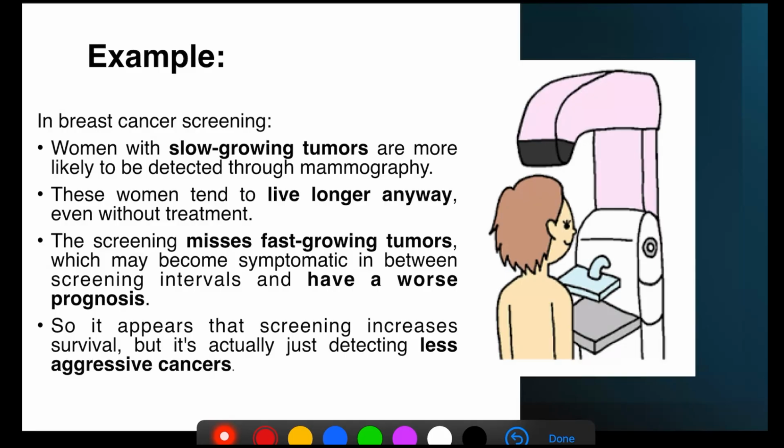We'll understand this by an example. In breast cancer screening, the women who have slow growing tumors are more likely to be detected through mammography. And these women tend to live longer anyway, even without treatment, because of the nature of the disease. The screening misses the fast growing tumors, which may become symptomatic in between the screening intervals, and since these are fast growing tumors, they will have a worse prognosis compared to the slow growing tumors. So it appears that the screening increases the survival, while it is just detecting the less aggressive cancer.